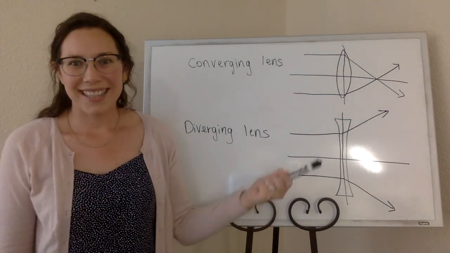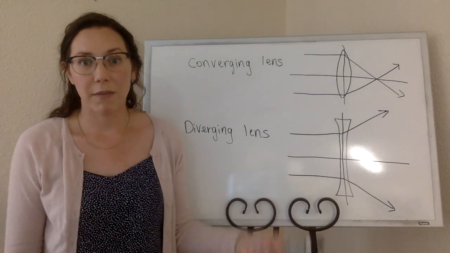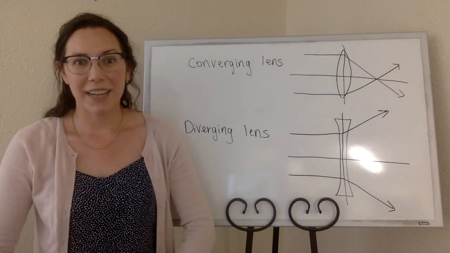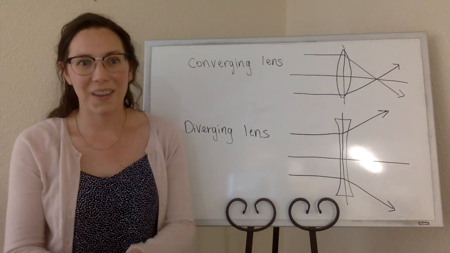A diverging lens is thicker near the edges than in the middle, and it's made from two concave surfaces. Parallel light rays that are incident on a diverging lens will appear to diverge from a point on the principal axis.